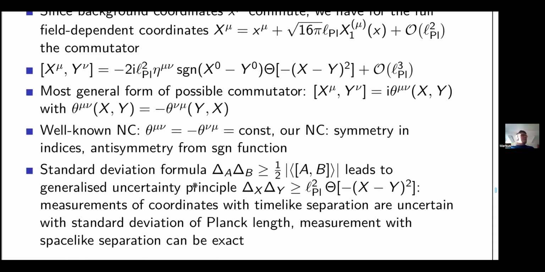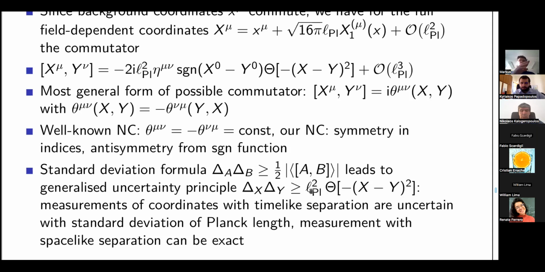And then one can also take the usual standard deviation formula for operators: the deviation of A multiplied by the deviation of B is greater than or equal to 1/2 the absolute value of the commutator. If you plug this commutator in, what you get is, well, we call it the generalized uncertainty principle, but you might disagree. The uncertainty for measurements of coordinates x and y is greater than or equal to the Planck length squared, but only if you're inside the light cone. So if you measure x and y, one after the other, with a time-like separation, then they don't commute, and you might have uncertainty. The standard deviation is exactly the Planck length. We didn't put anything in, it really falls out. If you measure them with space-like separations, say in two different laboratories, then they can be exact.